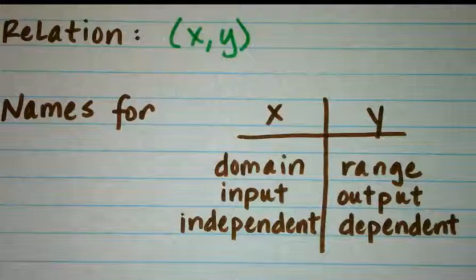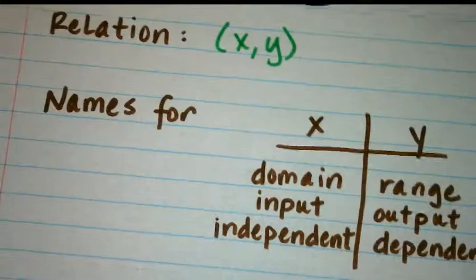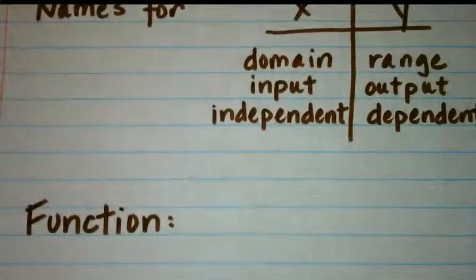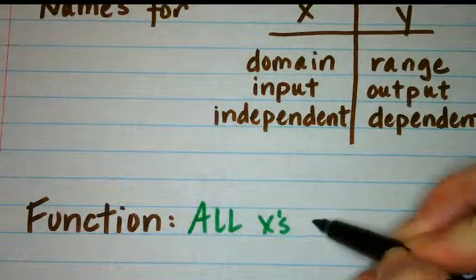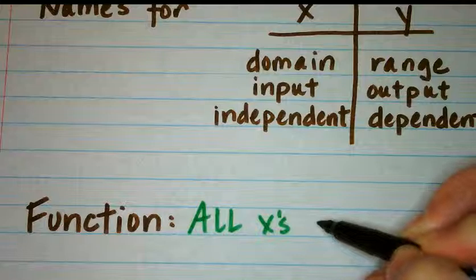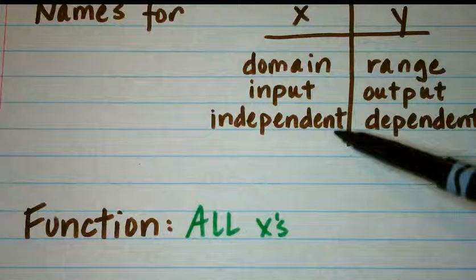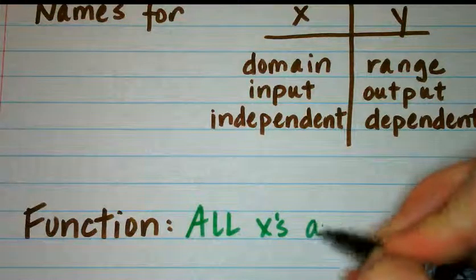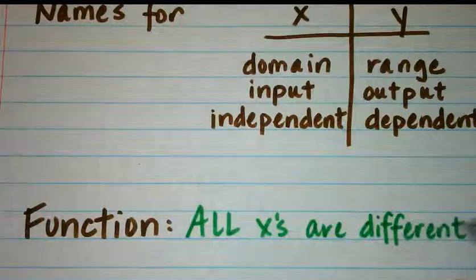The difference between a function and a relation is that in a function, no X is repeated. And the true definition for a function says that each X has exactly one Y. So what we say for a function is that all the X's are different. So if it is a function, all the X variables, all the numbers in the domain, all the input variables, all the independent variables, all X's are different. And that is what will make a relation a function.